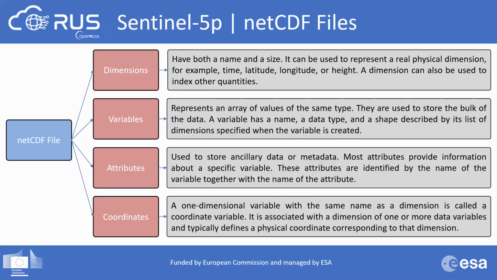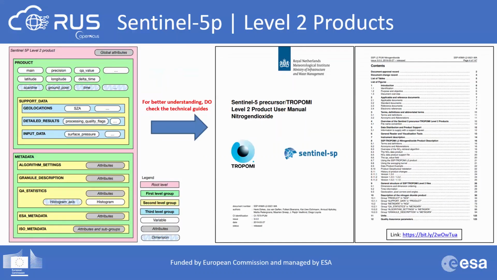Okay, so let's move on, and now let me give you a little bit more information about the actual structure of the netcdf files we will be using today. Remember, we are using level 2 NO2 products, and as you can see on the slide, on the left side, we can see how the netcdf file is arranged. At the root level, as you can see in pink, we have the global attributes. Those are metadata information that is linked to the file itself and that is relevant.